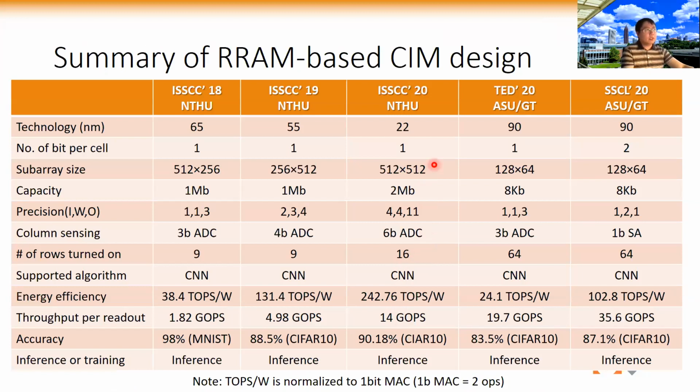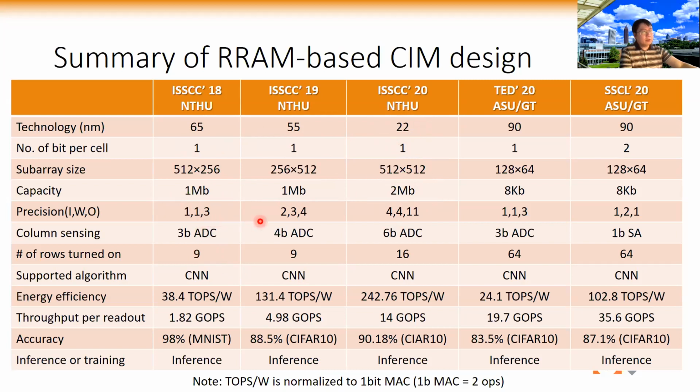Here, again, I gathered the information from the major conferences or top journals. As you see, the technology node of RRAM is typically lagging behind the SRAM. The latest one is 22 nanometer RRAM, and this is, I think, from TSMC as well. Here the capacity of the RRAM can be much larger than the SRAM, and the array size can also be larger than the SRAM in most cases.